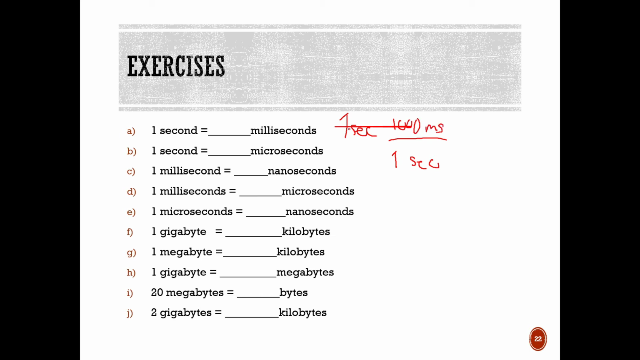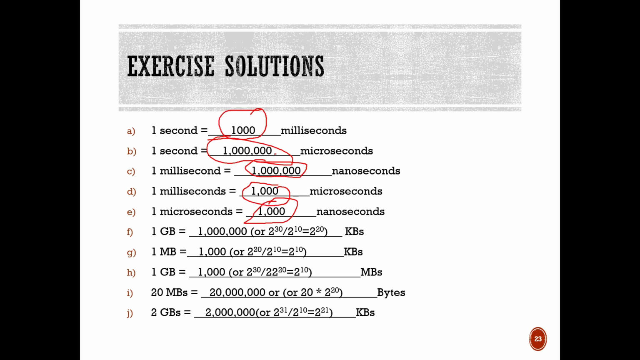So what we're going to write here is 1,000 milliseconds. As you can see here, these seconds are going to cancel out. So it's 1 divided by 1 is just 1, times 1,000. We're left with milliseconds. So the answer is going to be 1,000 milliseconds. There it is.